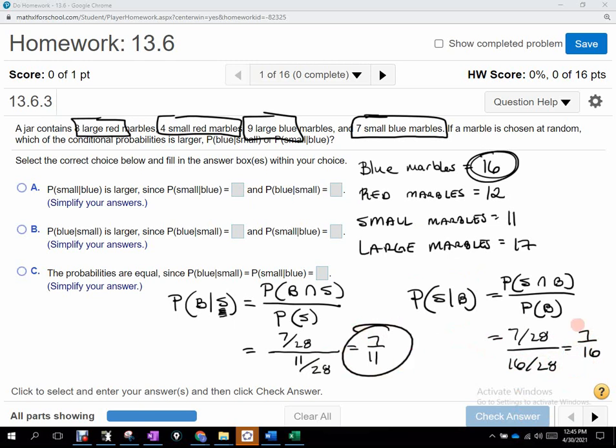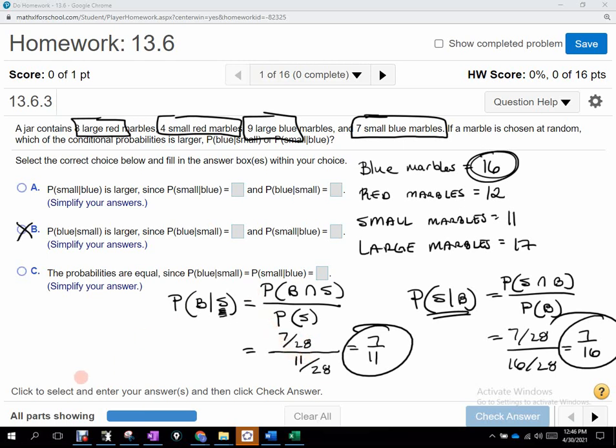Now, which of those numbers is a smaller number? Numerators are the same, right? Both are 7. So 7 16ths, because the 16 is bigger, we'll take that 7 and divide it into more little smaller parts. So 7 16ths is a smaller amount than 7 11ths. And then I check the box that says, so this is smaller. So S given B is smaller. So B given S is larger. So I click that one, and then fill in the appropriate values to go with them. Does that kind of make sense?